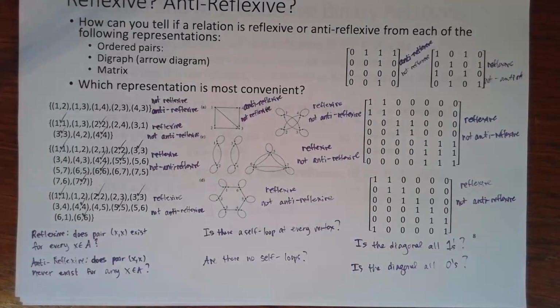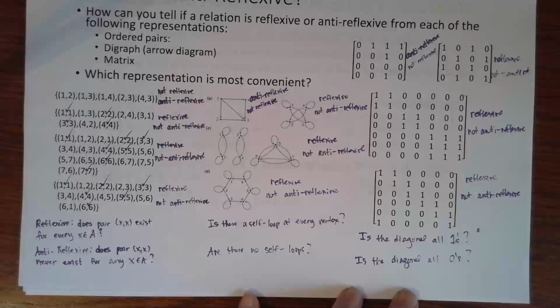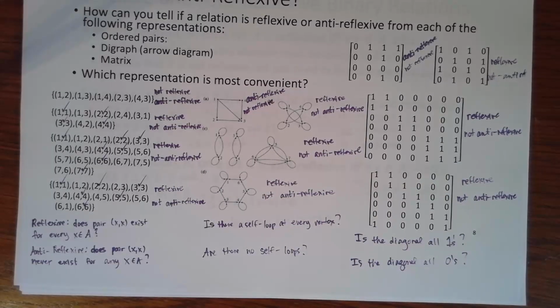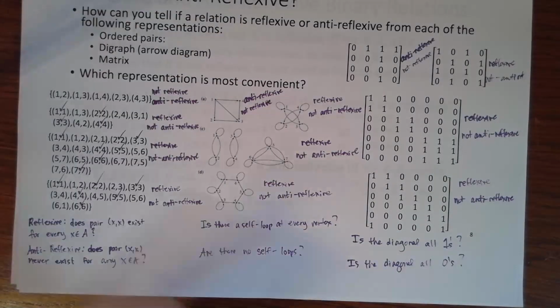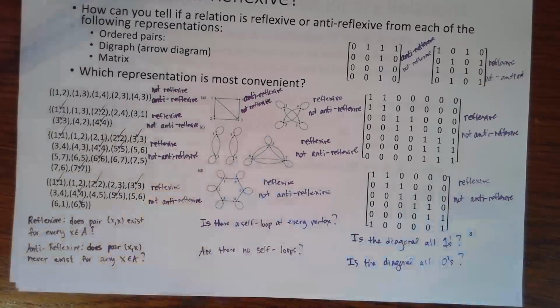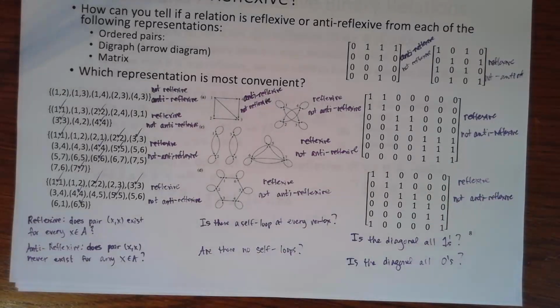As far as which representation is most convenient, you might think digraph, you might think the matrix. I think they're both pretty quick, but definitely probably not the list of ordered pairs. With that, you have to go through every single one. It's a lot harder to find in there. So the digraph or the matrix are probably easier. I think the digraph is visually easiest to see most quickly, but I'm sure you could make an argument for the matrix as well. Okay, so that's our first set of properties, reflexive and anti-reflexive.